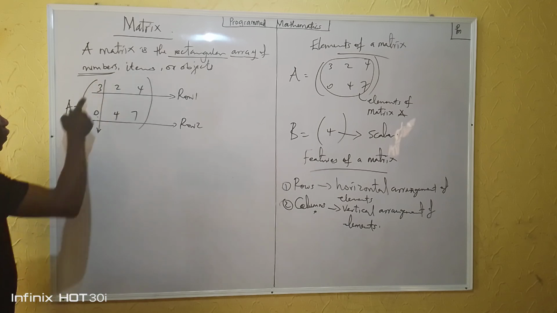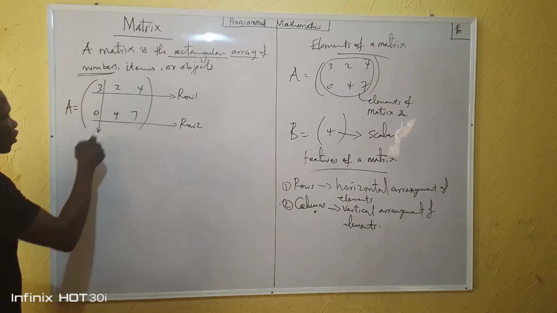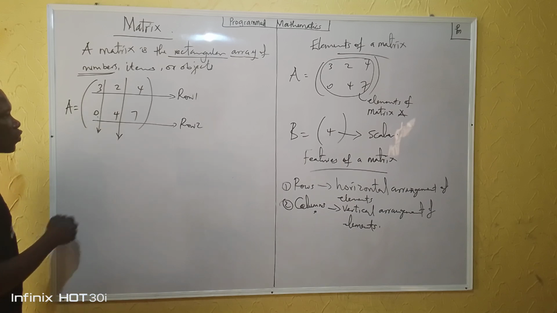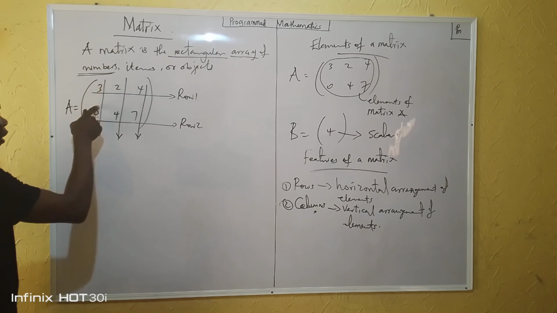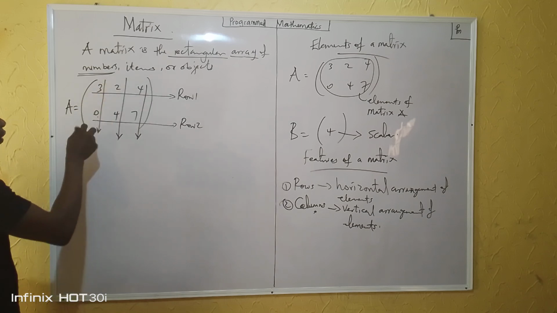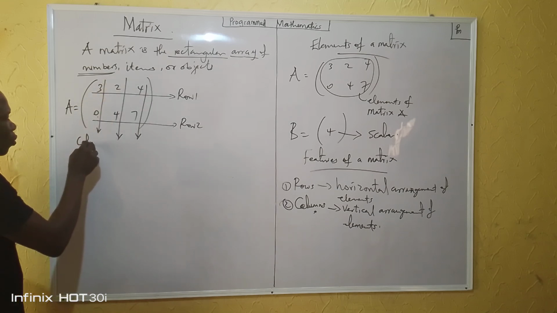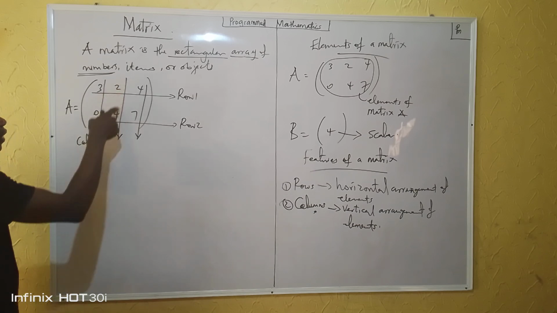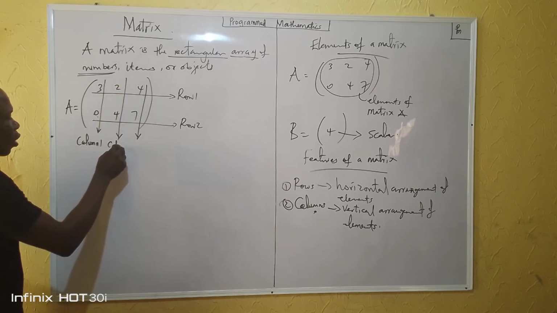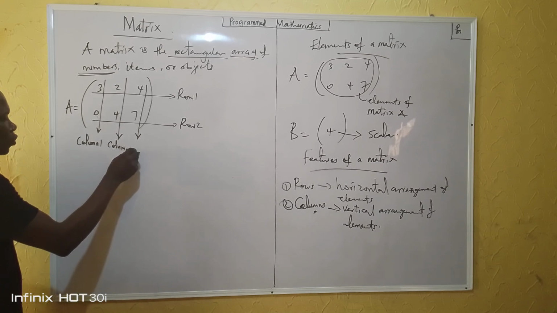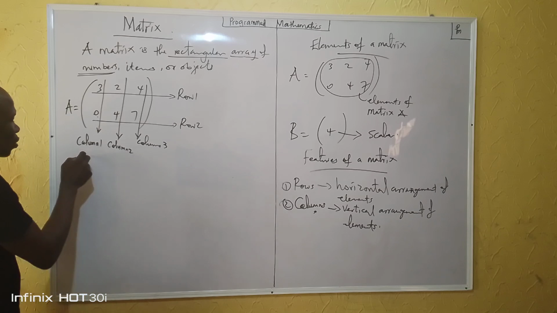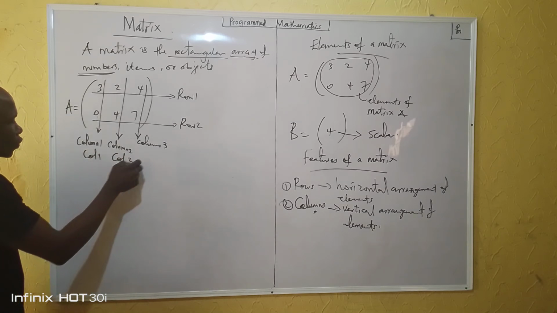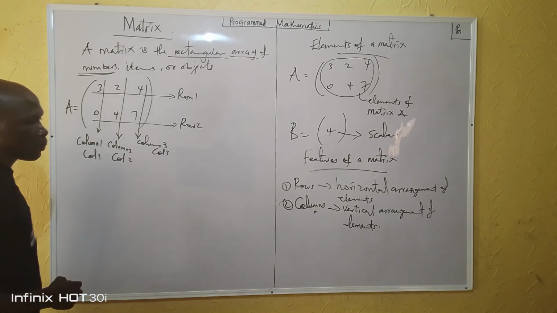That's what it means. So 3, 0 on the vertical arrangement, 2, 4 on the vertical arrangement, 4, 7 on the vertical arrangement. Alright, so in this case here, the first set of vertical arrangement we have here is called column 1. The second set of vertical arrangement is called column 2, while the third vertical arrangement is called column 3. So you can write it as COL1 for short form of column 1, COL2 column 2, COL3 column 3.